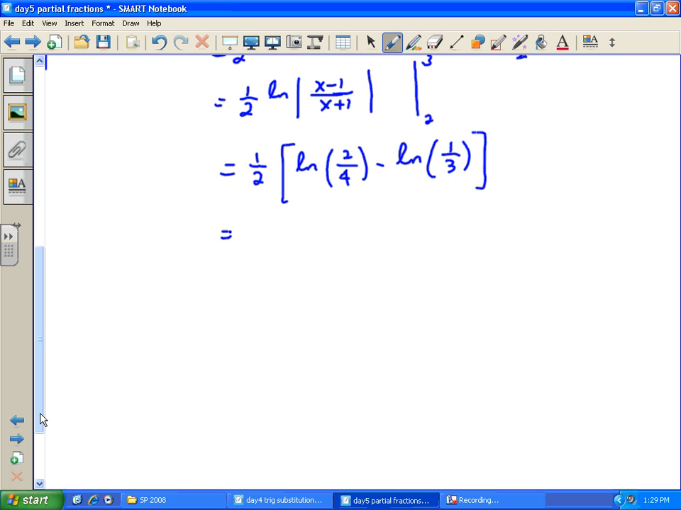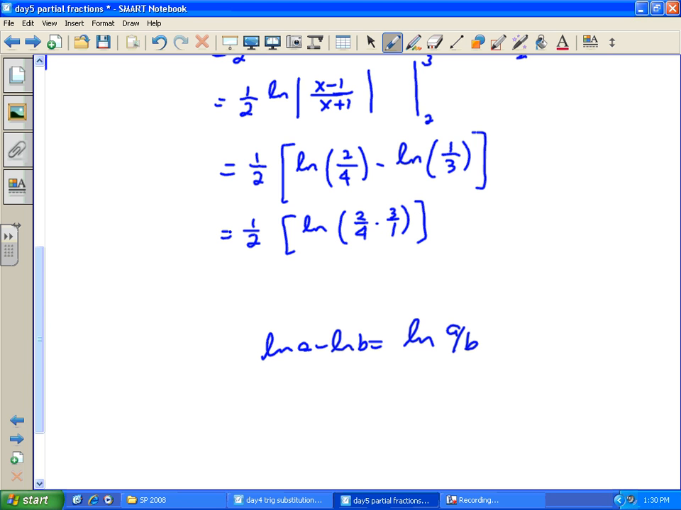You have ln a minus ln b once again. How could you simplify that? If you have ln a minus ln b, what is that once again? ln of a over b, right? So I could simplify it as ln of 2/4 divided by 1/3, which is the same as 2/4 times 3 over 1. That's ln of 6/4, or 3/2.